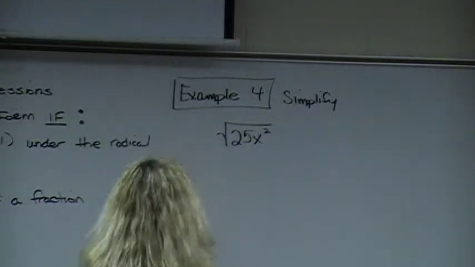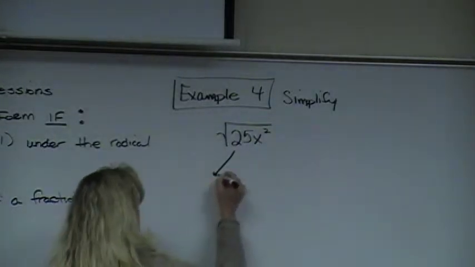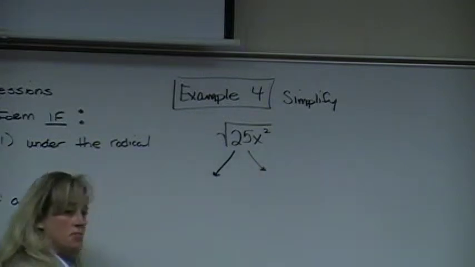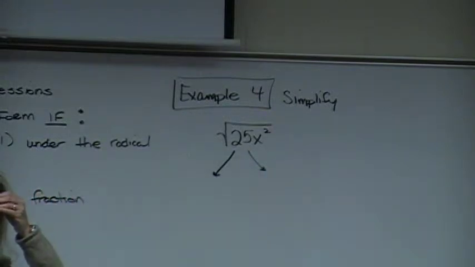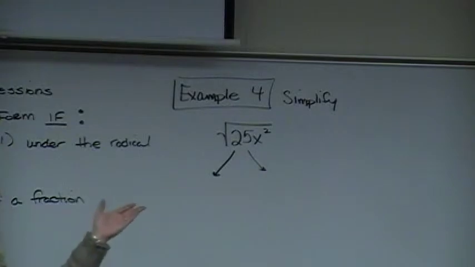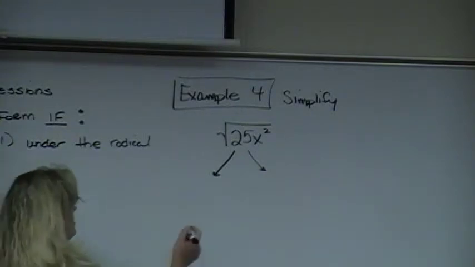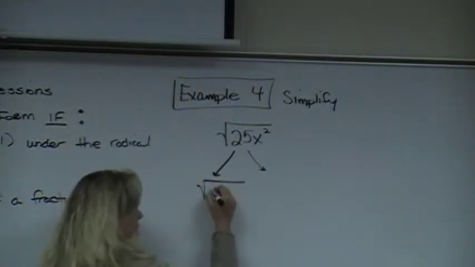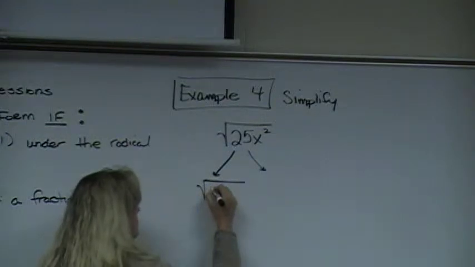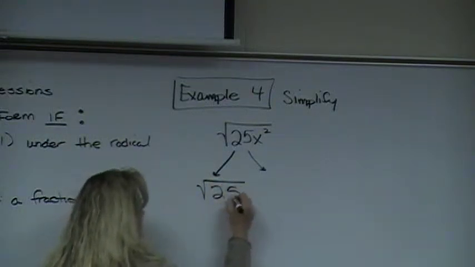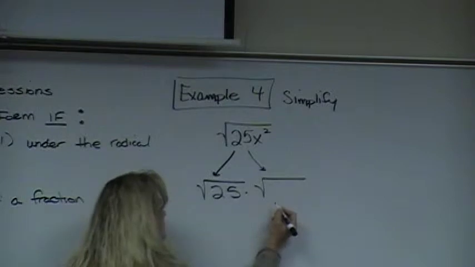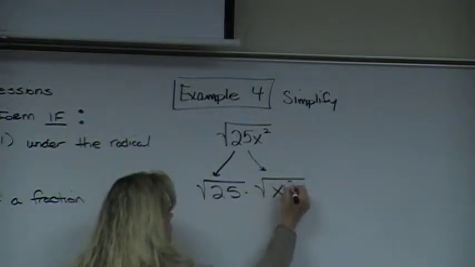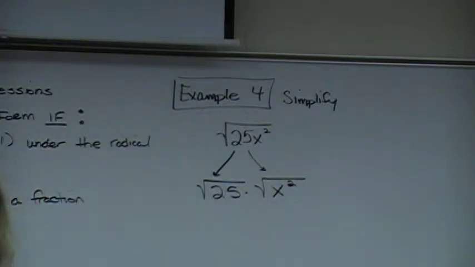So let's break this up into two perfect squares. What Bailey just asked, and I think Jack was asking the same question, is, are there any times when we're going to have both of the factors perfect squares? There's your answer right there. All right, so we're going to break this up into the square root of what first? 25 times the square root of what? X squared. And they're both perfect squares.